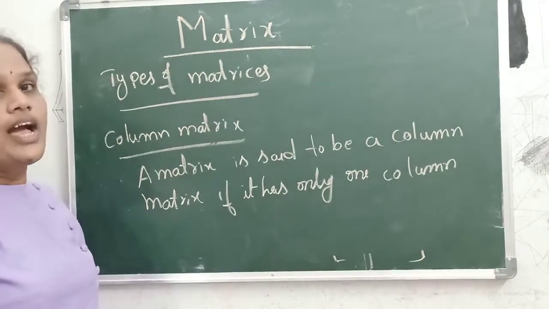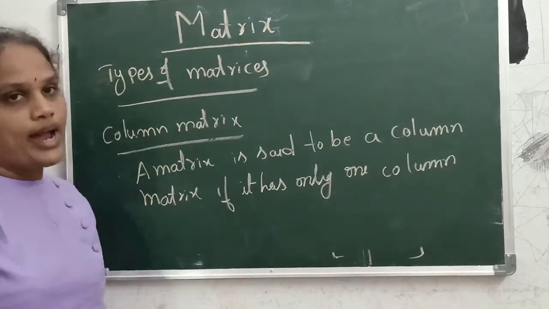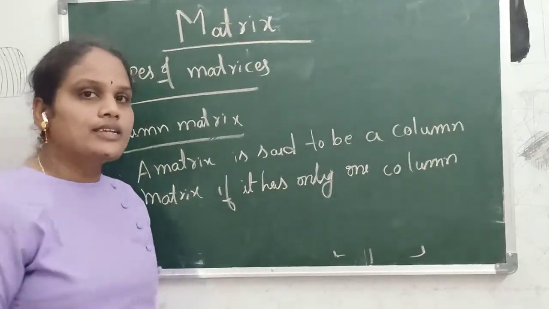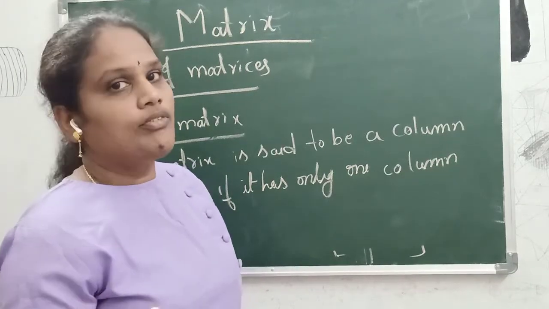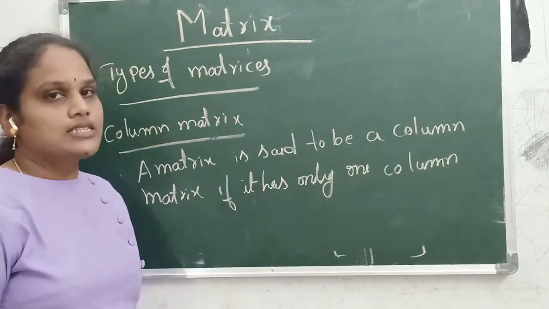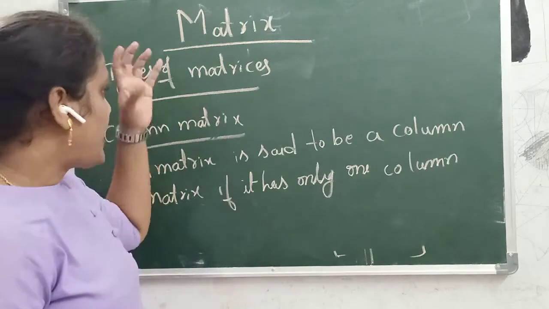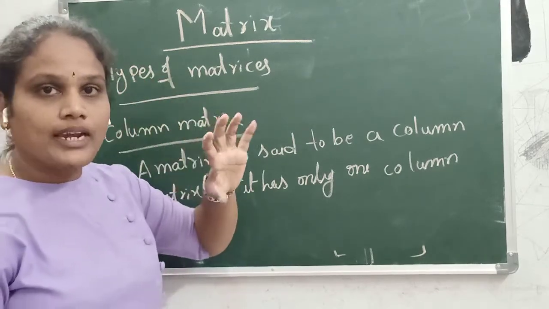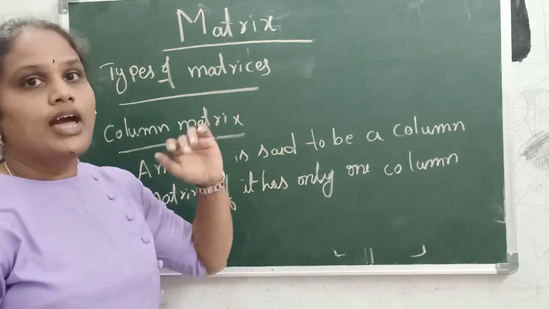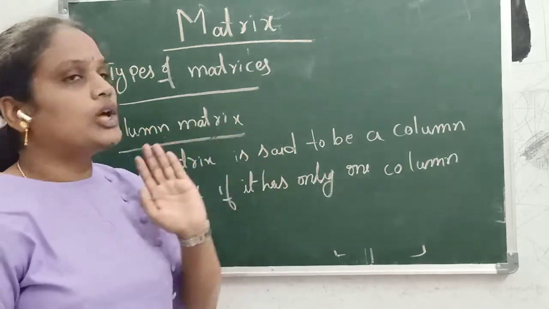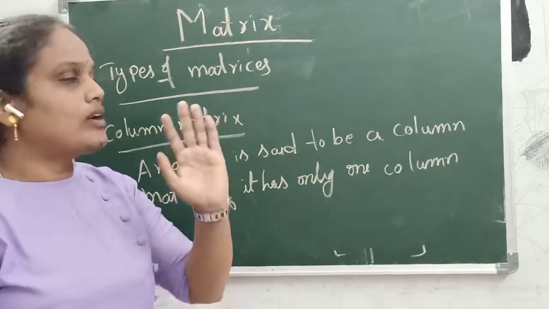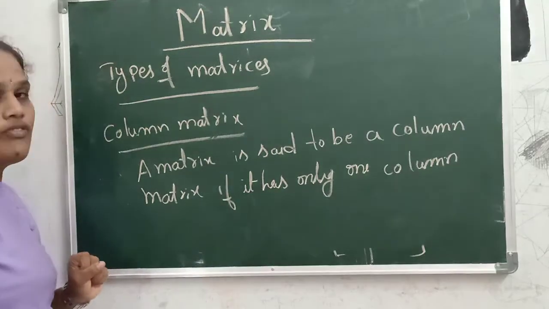Next we are learning about the types of matrix. First we defined what a matrix is: an array of numbers and functions is called a matrix. Next we denote the matrix by capital letters. In the order, first we write the rows and second the columns, rows by columns. And next is the types of matrix.